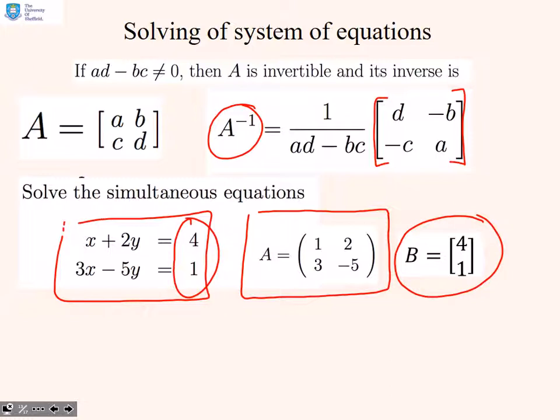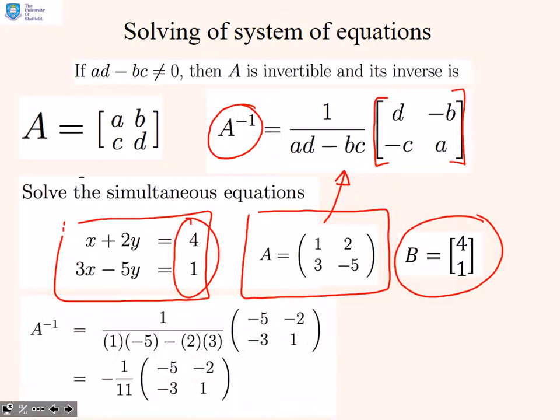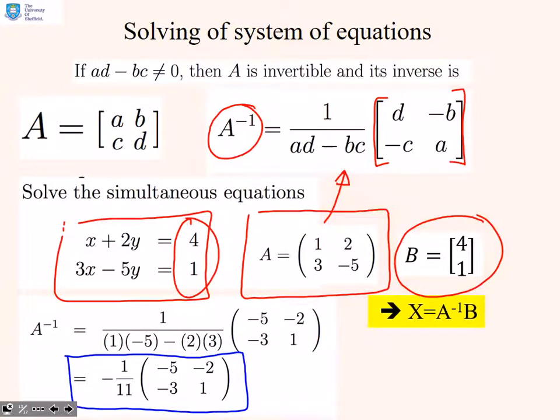I now substitute A into this formula here to find A inverse. So that's what we've got here. And you can see, therefore, that A inverse is given by this expression here, minus 1 over 11 into minus 5 minus 2 minus 3, 1. And so all I need to do now is solve for x by multiplying this matrix by my B, which is 4, 1. And that will give me my x. I'm not going to do that number crunching because it's a bit tedious. The key thing is you see the principle.